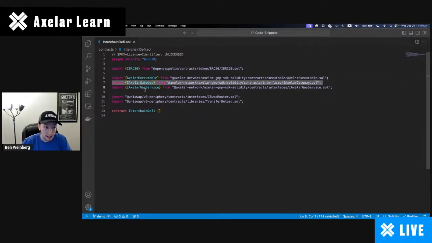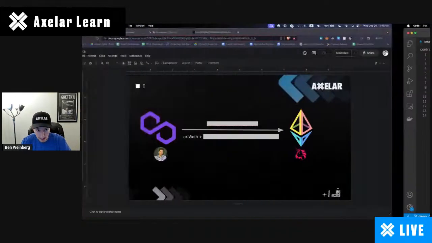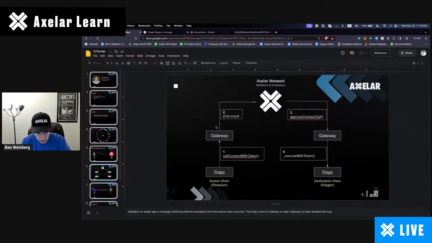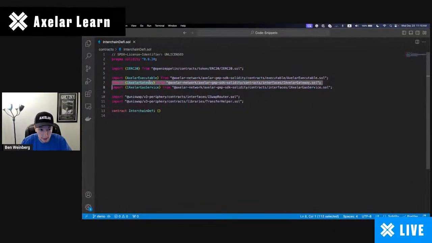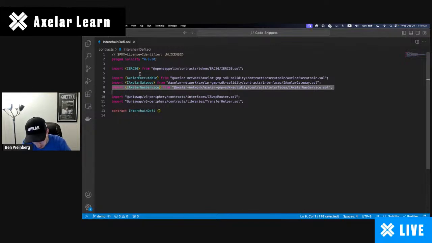We import the interface for the Axelar gateway. Remember the gateway, that is this guy that I was referencing back in this slide. It is what will allow us to trigger our interchain functionality. So we import the interface for that, which comes from an Axelar NPM package. We then import another critical feature called the Axelar gas service. And this guy I haven't spoken about yet. So let's get to that actually.